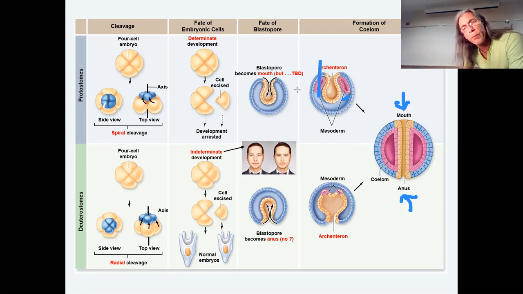If you're a deuterostome, though, that mesodermal tissue comes from cells that come off of the yellow part, which is the part that's going to be the gut, which has a really cool name known as the archenteron. Archenteron means primitive gut. Arch is primitive, and enteron is gut.